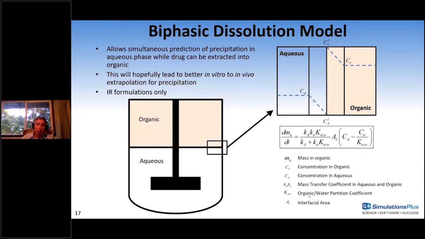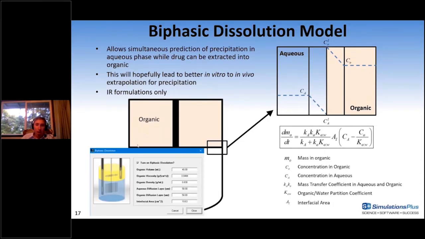The interface is shown on the bottom left. Again, you can just click on the biphasic dissolution and set the volume, viscosity of the organic, density of the organic, aqueous diffusion layer, organic diffusion layer, and interfacial area as appropriate.